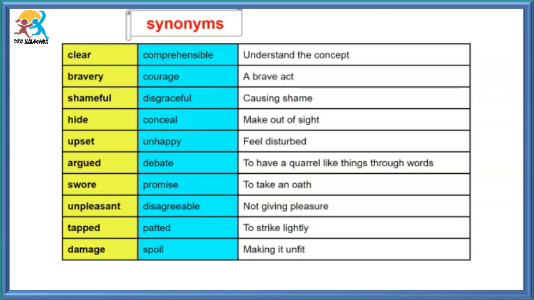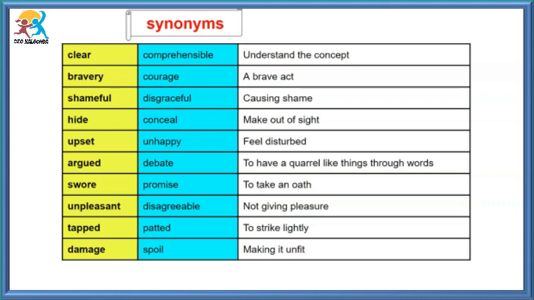Here the words that are given in the yellow column are the words given as an exercise in your textbook. And for the words in the blue column, you need to find these words in your textbook that convey the same meaning given in the yellow one. Did you get my point? Okay.